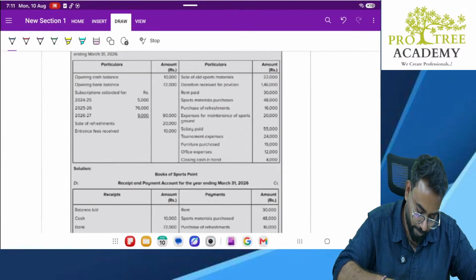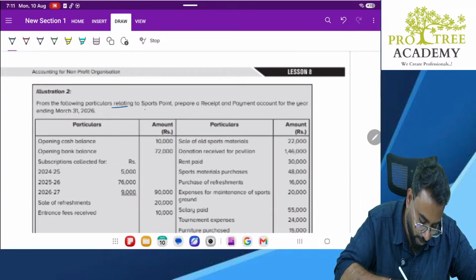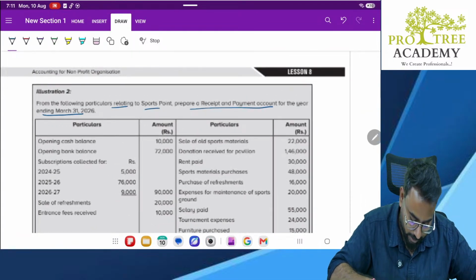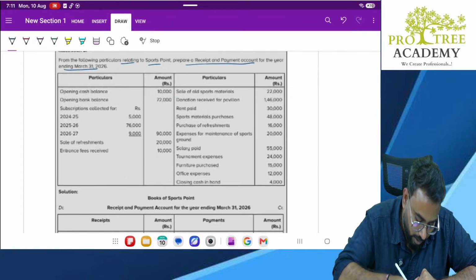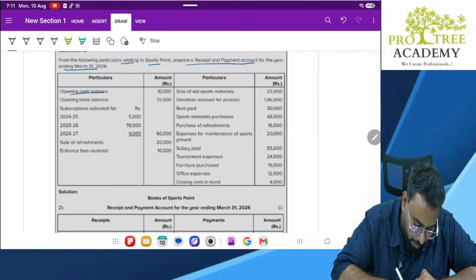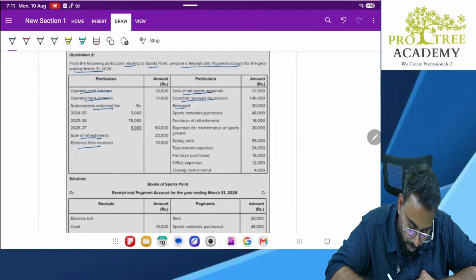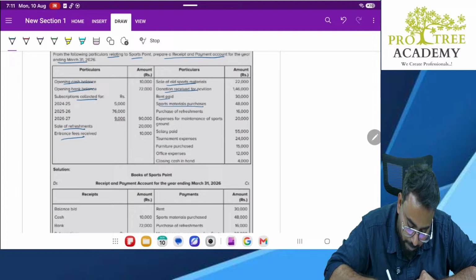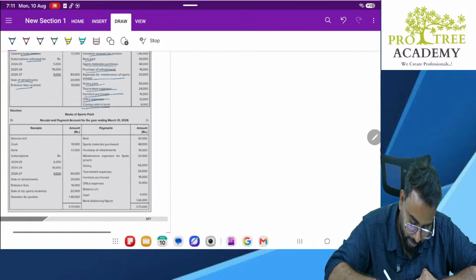Illustration number 2. From the following particulars relating to Sports Point, prepare receipts and payment account for the year ended 31st March 2026. They have given you again things: opening cash balance, opening bank balance, subscription collected, sale of refreshment, entrance fee received, sale of old sports material, donations received for pavilion, rent paid, sports material purchase, purchase of refreshment, expenses for maintenance of sports ground, salary paid, tournament expenses, furniture purchased, office expenses, closing cash in hand. Very easy. Let's do it.